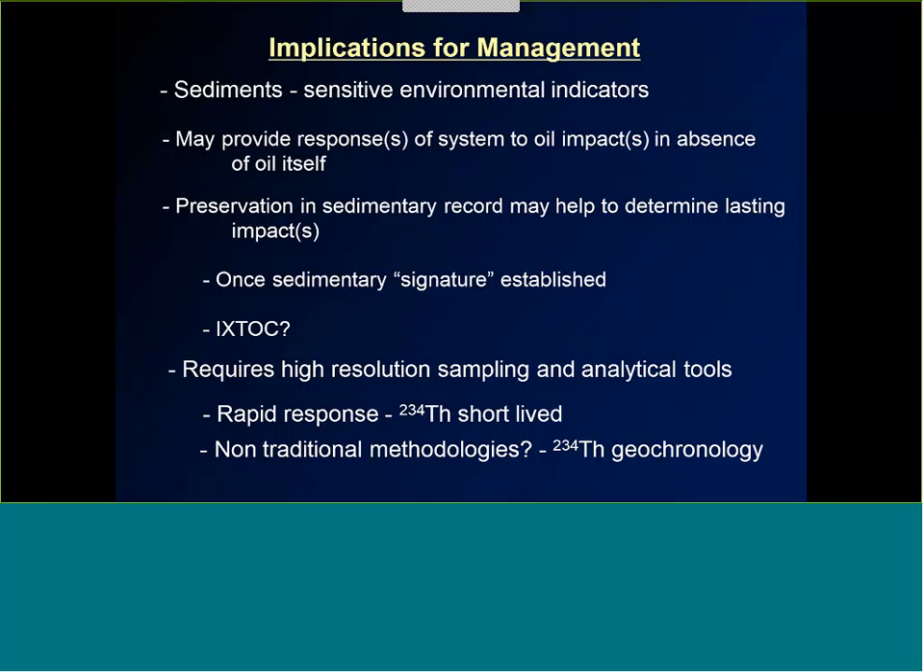So this would require high-resolution sampling and analytical tools, as well as a rapid response. Thorium-234 is very short-lived. It's gone in a few months. So in order to detect this, you need to get right out there. And also, it might require non-traditional methodologies. A lot of these events change the system by so much that we might be able to use non-traditional methodologies to detect certain things or detect change. For example, the thorium-234 geochronology we discussed here. All right, with that, I will stop.